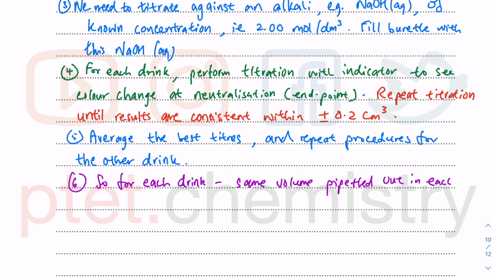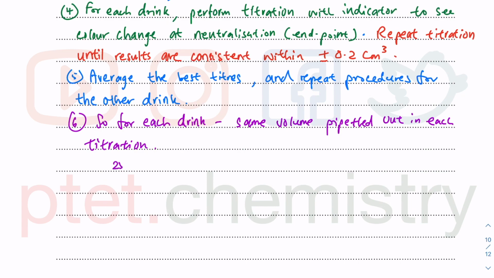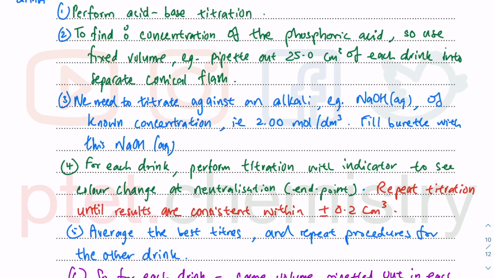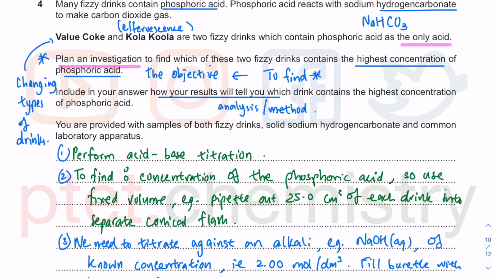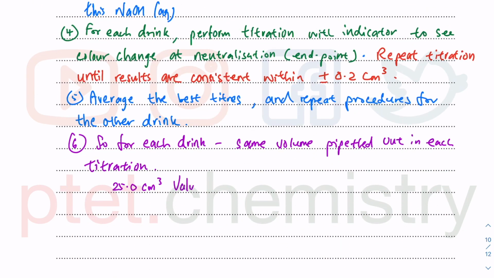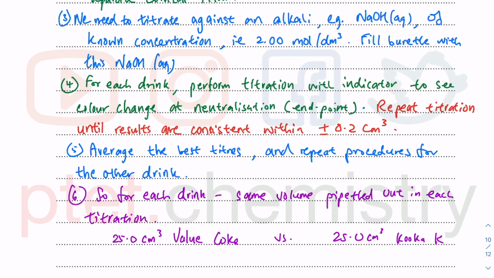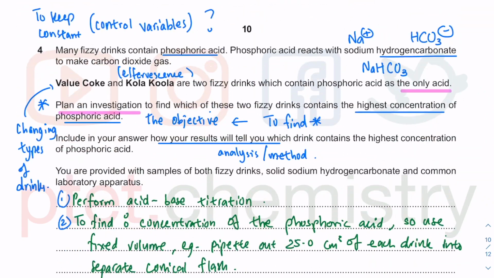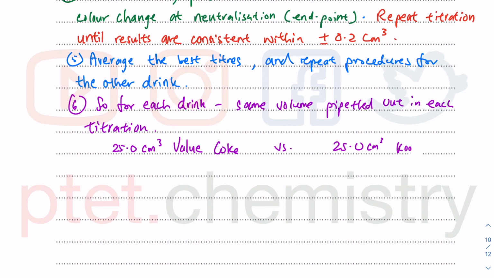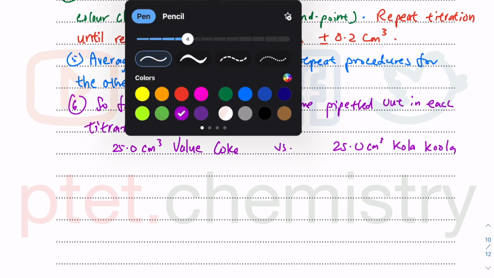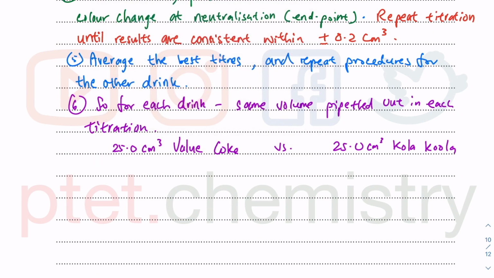In each titration, correct? So that means you have 25.0 cm cube of Value Coke versus 25.0 cm cube of Coca-Cola. Was it Coca-Cola? That is Cola Cooler. It's a bit of a funny name, Cola Cooler. So that means whichever one requires more NaOH will have higher concentration.